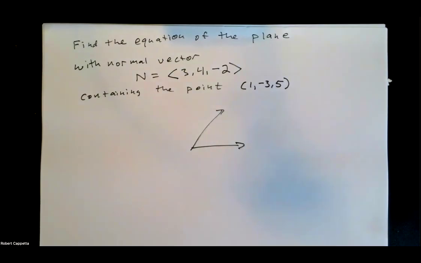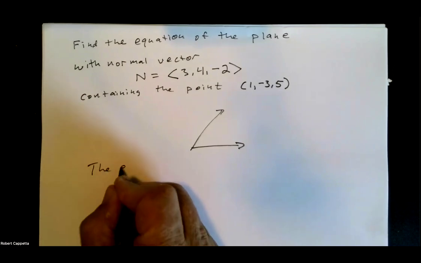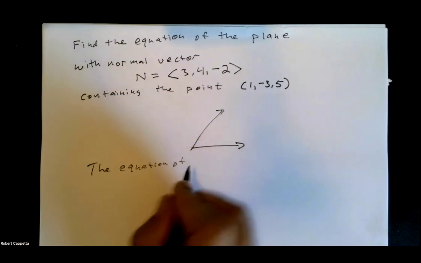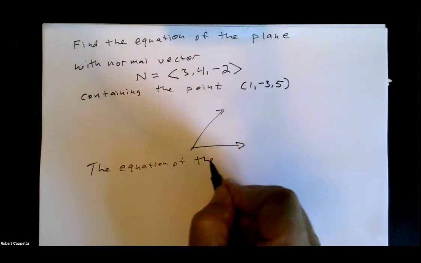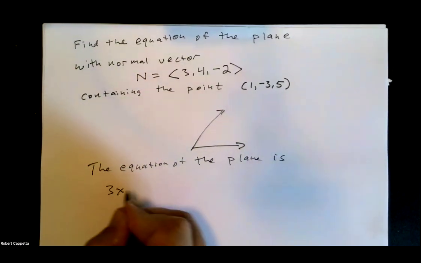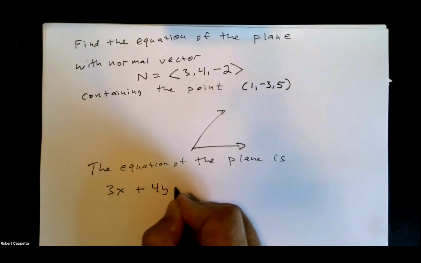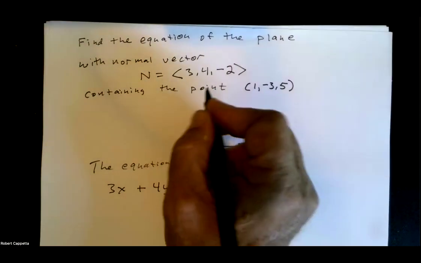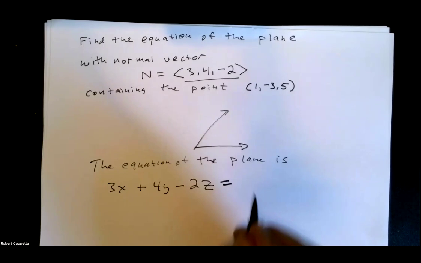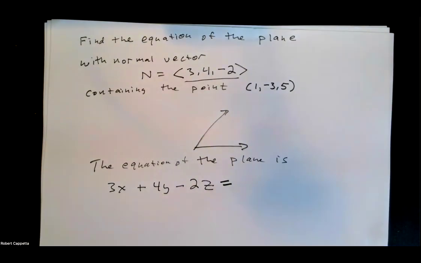So getting the equation to this is actually relatively easy because the 3, 4, -2 are going to be the coefficients of the equation of the plane. So the equation of the plane is 3x plus 4y minus 2z. Notice that's the coefficients of the normal vector. We haven't used the point that we were given. The point that we're given here is 1, -3, 5. That fixes its location in space.